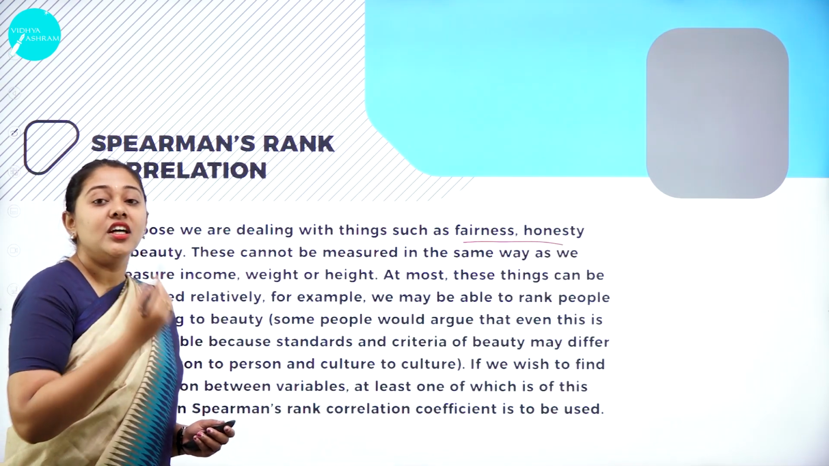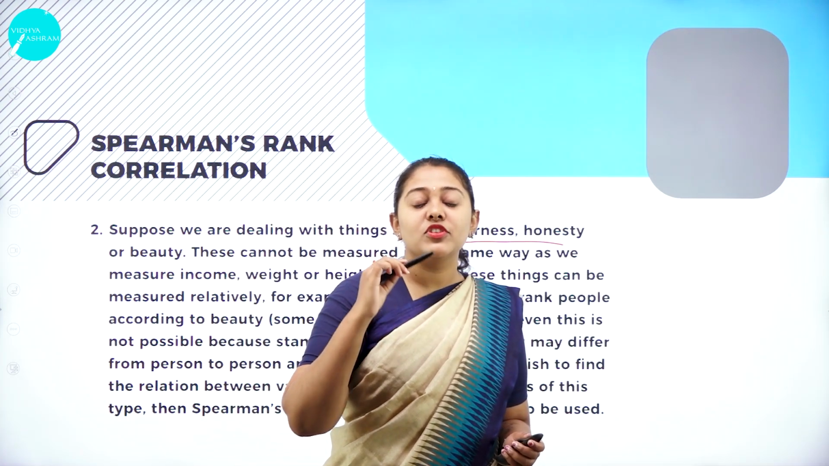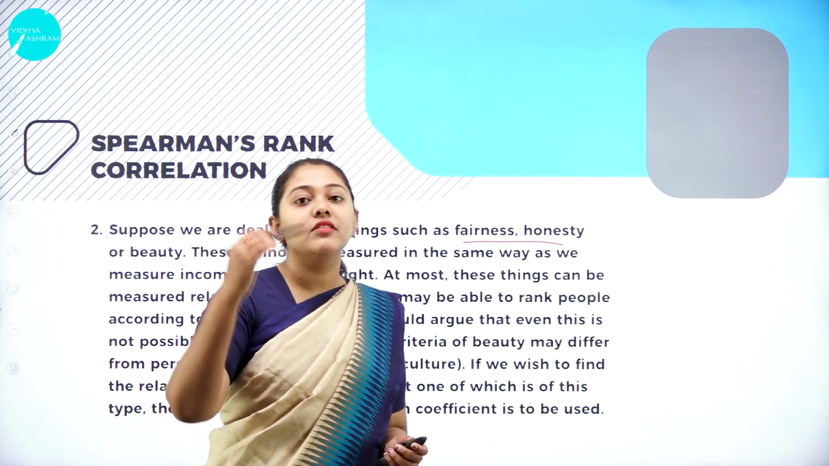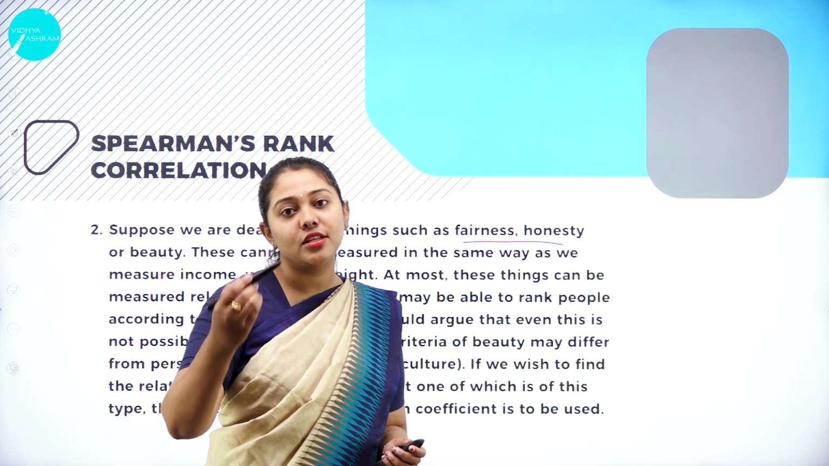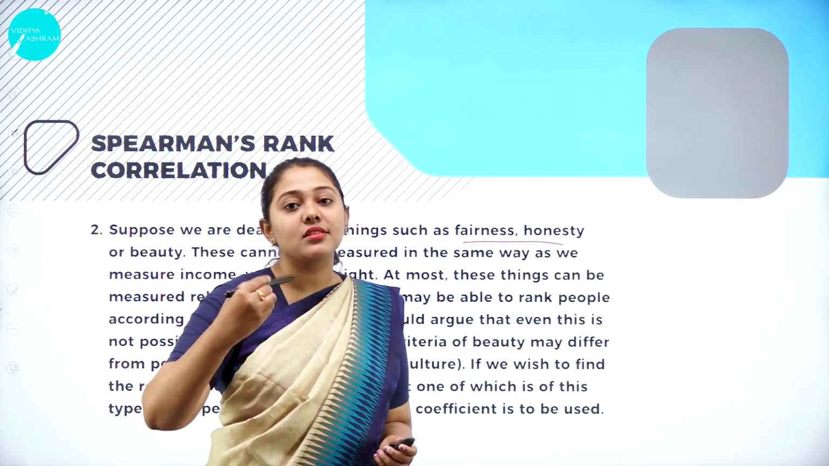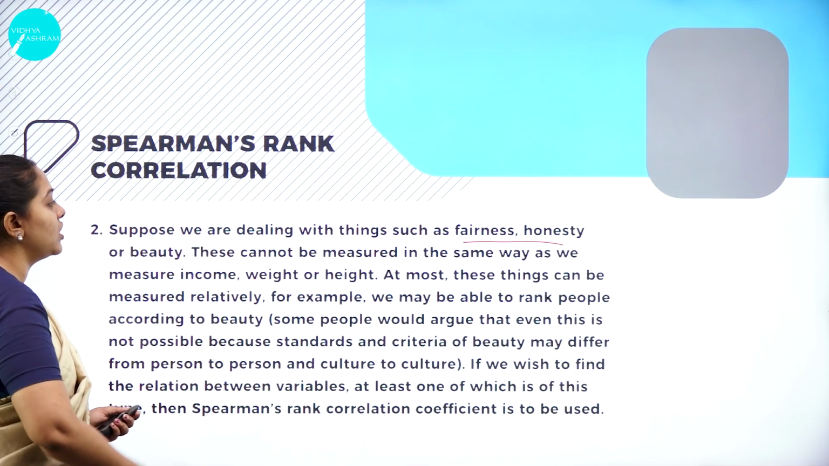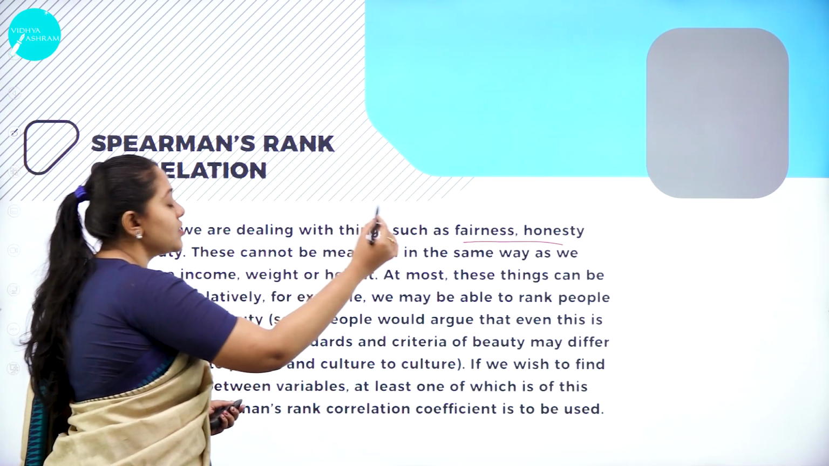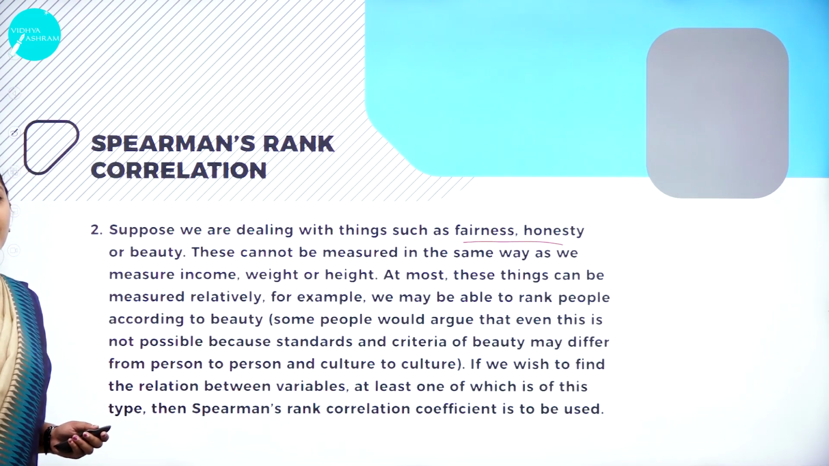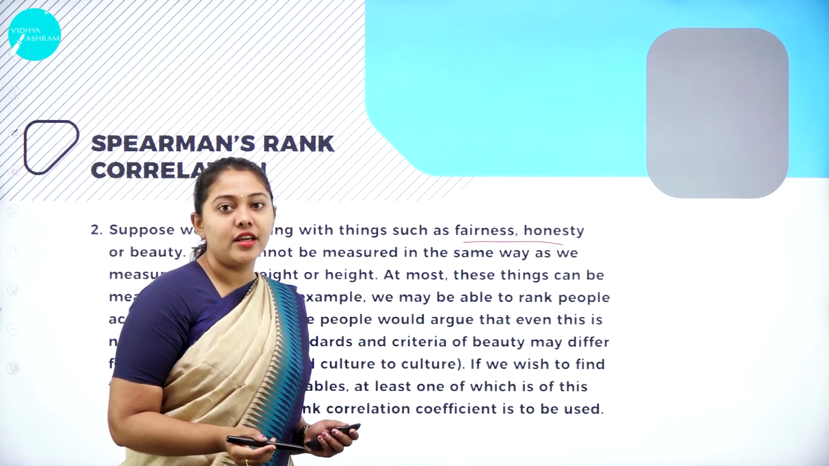So what are they? They are characteristics which cannot be expressed in quantitative form. They have to be expressed in qualitative form, so that is your word form. These are characteristics such as fairness, honesty, beauty. These cannot be measured in the same way as we measure income, height, weight, because that is quantitative. Here it is qualitative data.